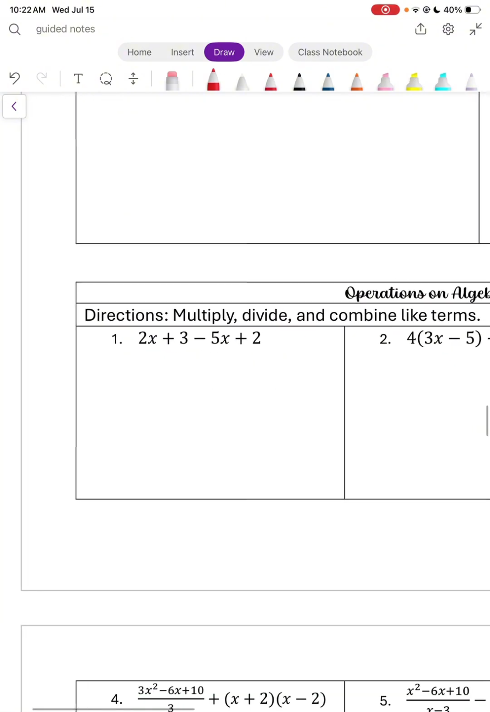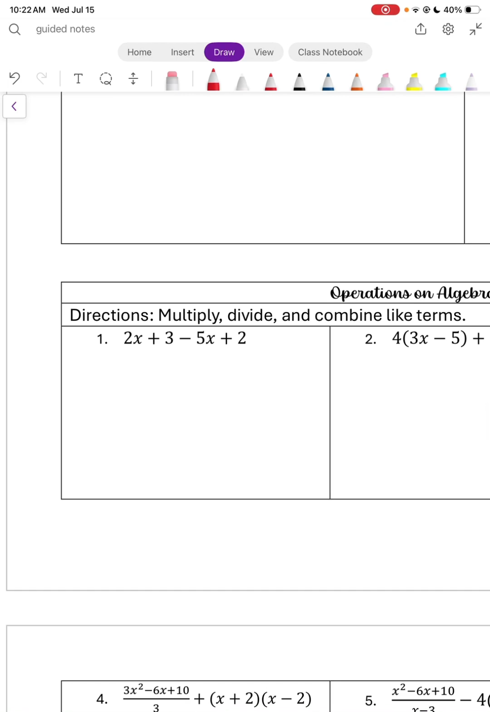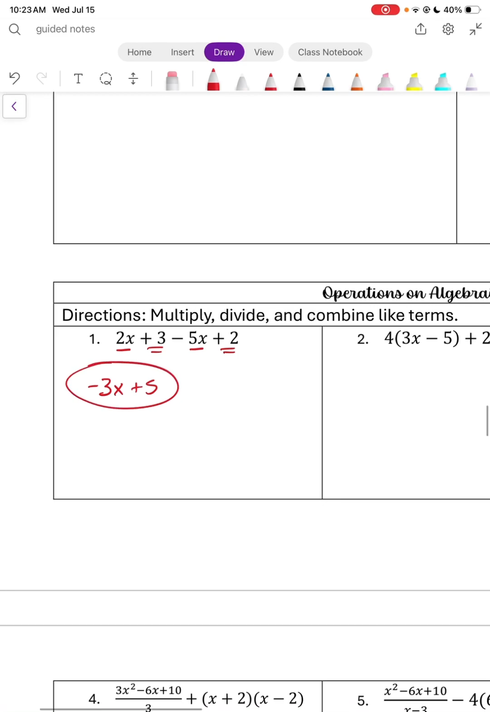So in the first one, again, reminder, in order to add or subtract here, we're just looking for like terms. We can add and subtract things that are alike. 2x minus 5x is negative 3x. When they add or subtract, they stay alike. A positive 3 and a positive 2 gives you a positive 5. Those cannot be added. We're finished.